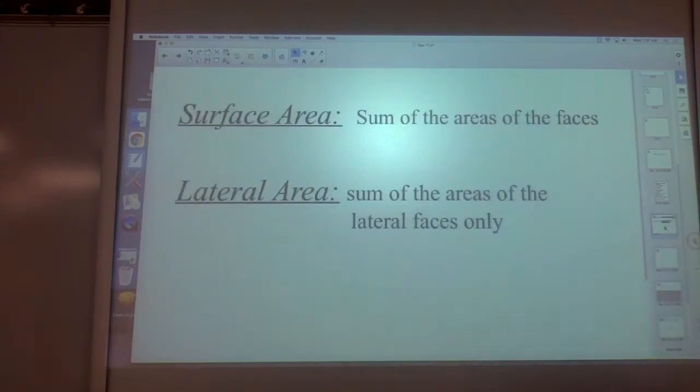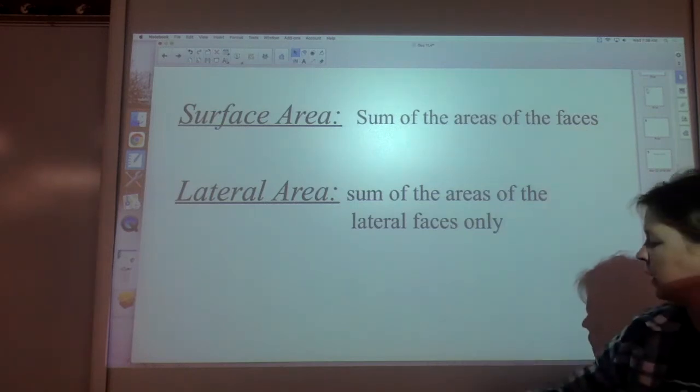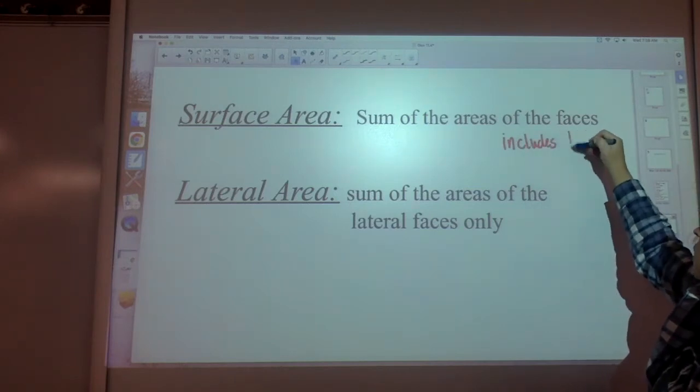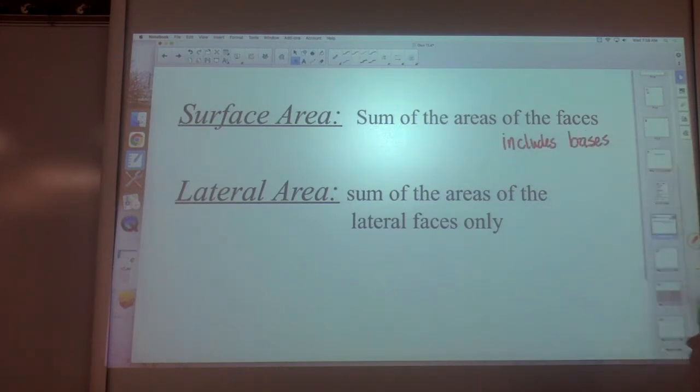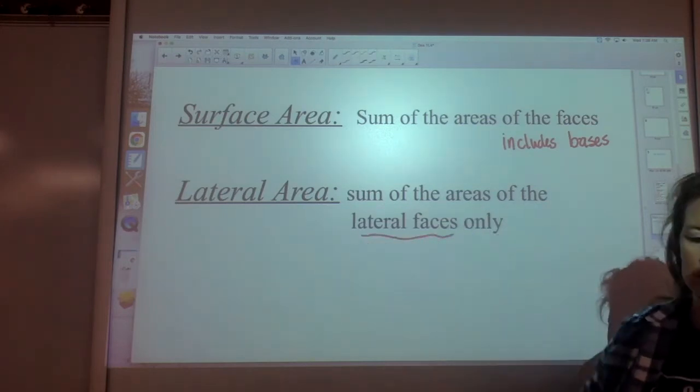All right, what are we going to do with those? Talk about surface area and lateral area. When we're looking for the surface area, you want the sum of the areas of the faces. Take all the faces and add them all up, and when it says faces, that includes bases, the top and the bottom of the prism. Everything. When you're looking for the lateral area, it's the sum of the areas of the lateral faces only.